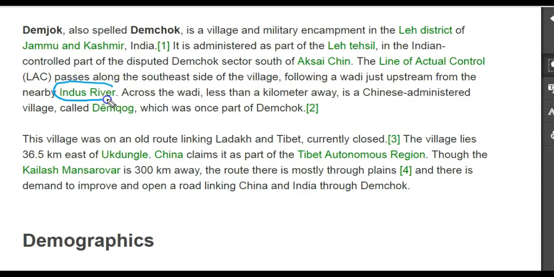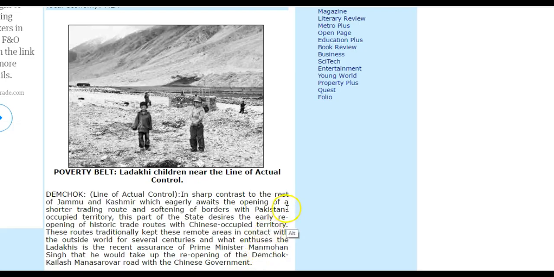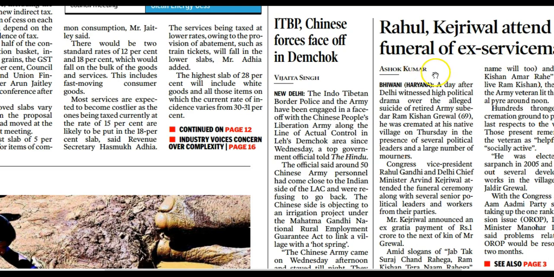The Indus River passes close to the Demchok village. So these are the important points you should know about Demchok. It can be asked in the prelims examination.